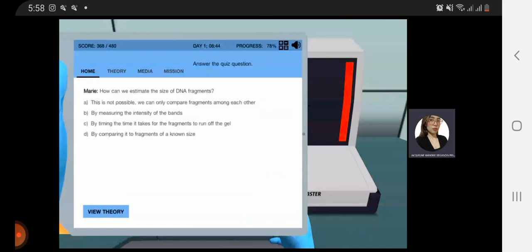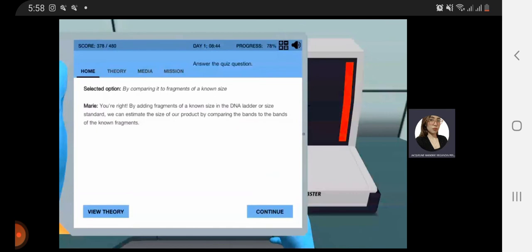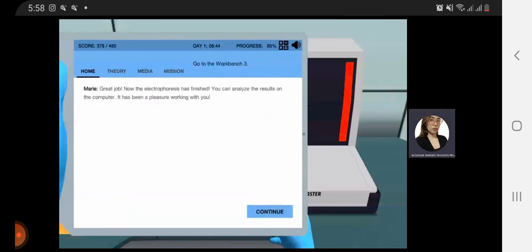How can we estimate the size of DNA fragments? You're right. By adding fragments of a known size in the DNA ladder or size standard, we can estimate the size of our product by comparing the bands to the bands of the known fragments. Great job! Now the electrophoresis has finished. You can analyze the results on the computer. It has been a pleasure working with you.